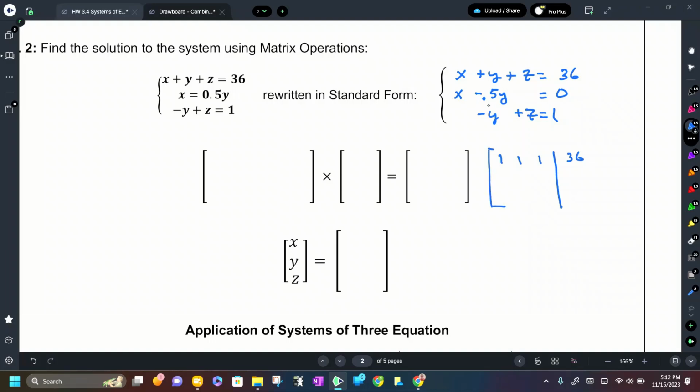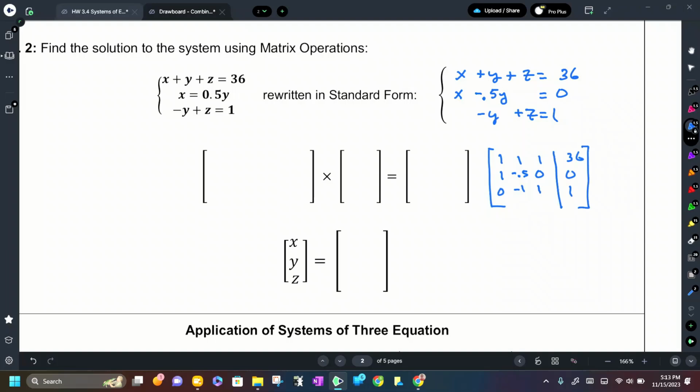I go to my next equation. I'm going to bring down the coefficient in front of my x, which is 1. This is negative 1/2, negative 0.5. There is no z variable. You must have a placeholder if we're missing that variable. And then it's equal to 0. We jump down to our next line. We have 0 for x, negative 1 for y, 1 for z, and 1 for our solution.